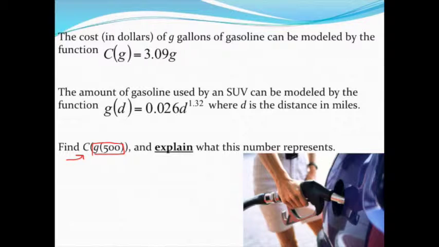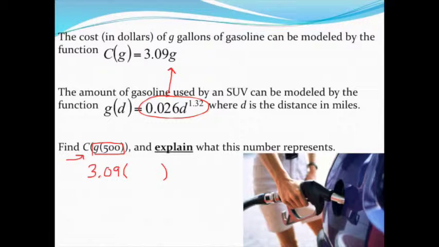So what I want to do is rewrite that C function exactly as it is. However, in place of the variable, I'm going to leave a big old blank parentheses. So 3.09, which must be the cost per gallon of gasoline. And then in that blank space, I'm going to sub in the G function. So this one right here is getting plugged into my variable right there to do the composition.